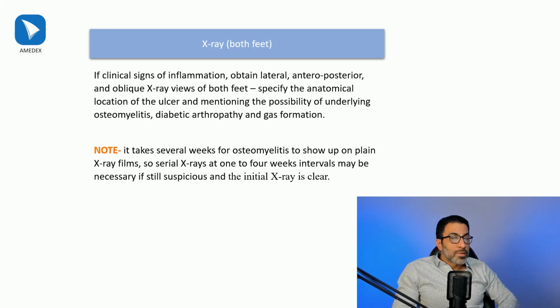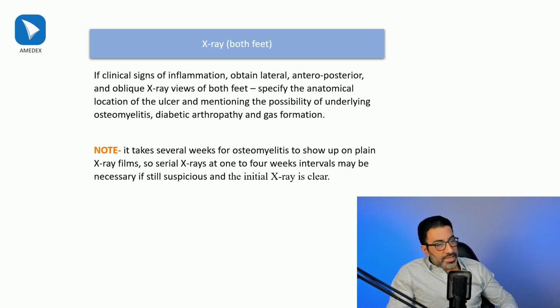It takes 1 to 3 weeks before we are even able to see the slightest signs of osteomyelitis on an X-ray, which is periosteal elevation. So if you consider X-rays for exclusion of osteomyelitis, we want to repeat that every 1 to 4 weeks in order to see if there are any changes on X-ray that we could notice.